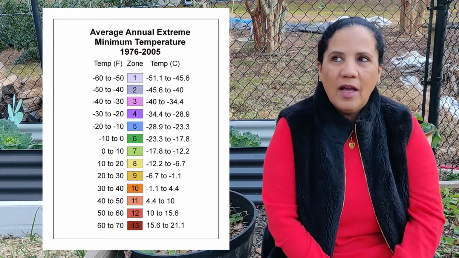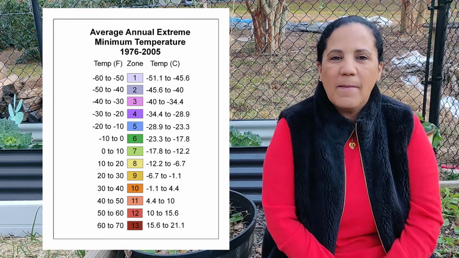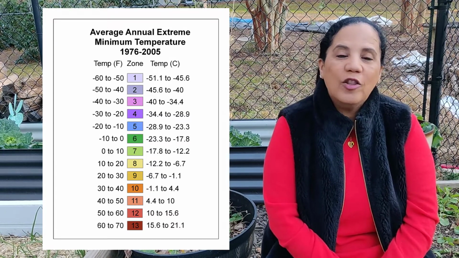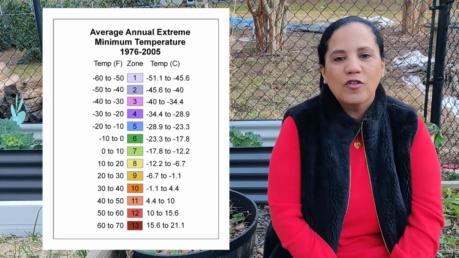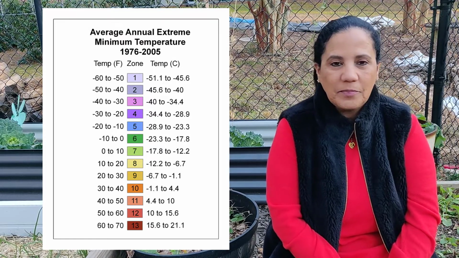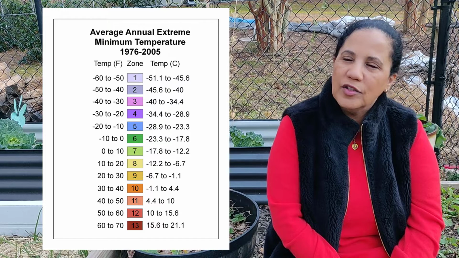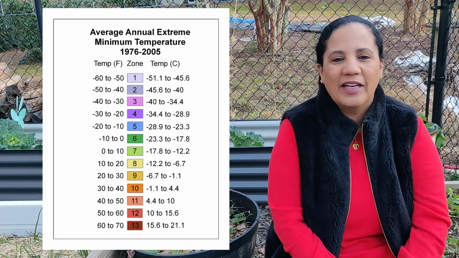For example, I am in zone 7B, borderline zone 8. I am in the middle of Georgia. And that means that the lowest temperature that we can reach here is between 10 and minus 20 degrees Fahrenheit. I don't know what that is in Celsius. I'll put it in here once I figure it out.